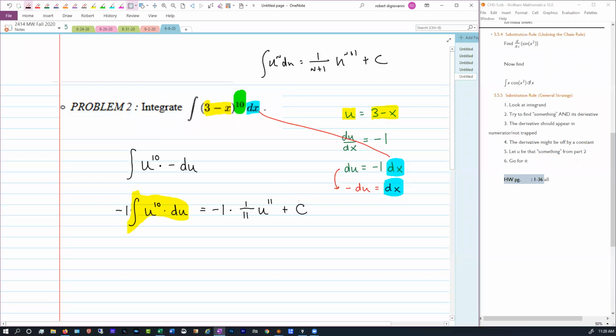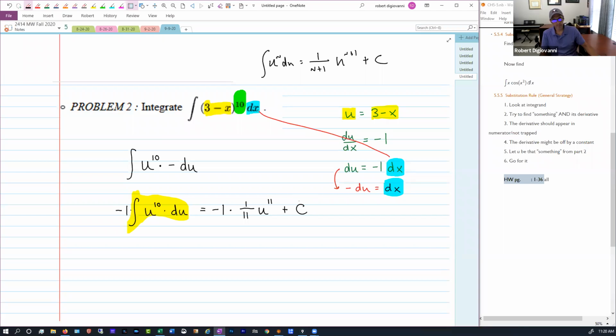Professor, if I were to write it u to the 11 over 11, is that also okay? Oh, yeah, that's okay. The question was, can you write it u to the 11th over 11? Yep, that's the same thing.